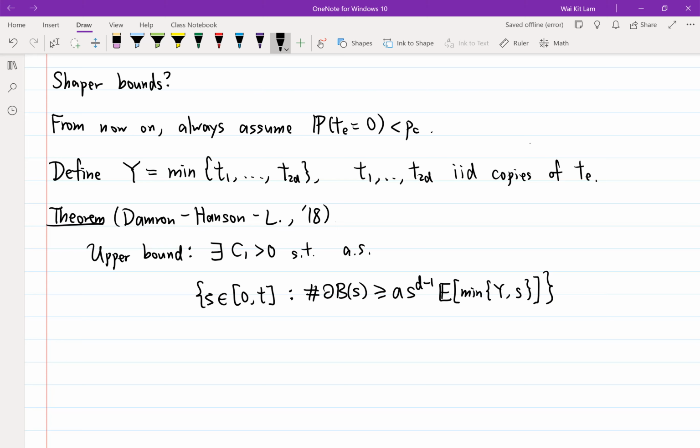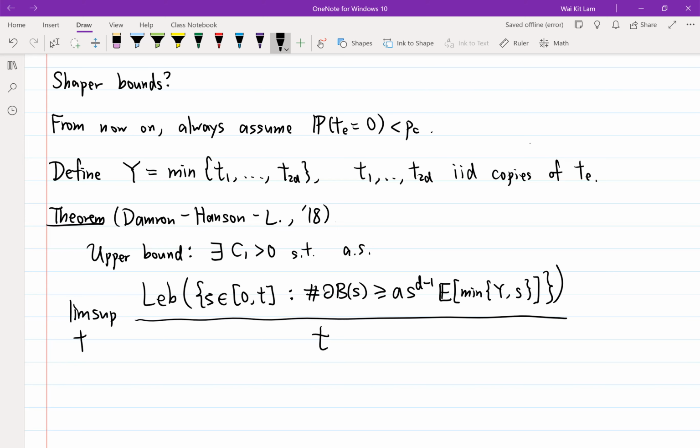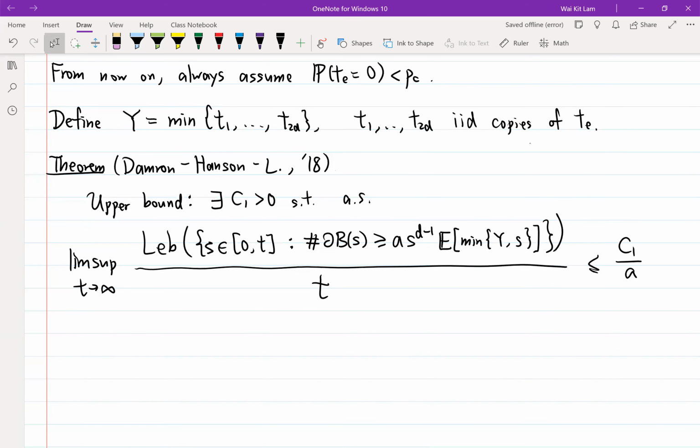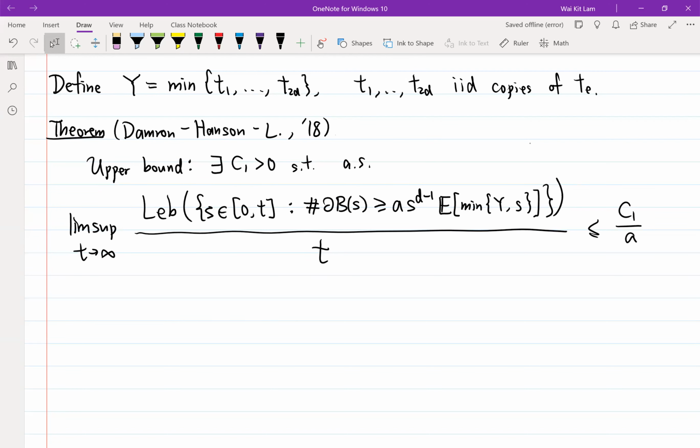So we look at the set, and then we look at the measure of the set, and then divide this by T. Okay, so this is like the density of time such that the boundary is large in the sense that it is larger than the thing on the right-hand side of this inequality. So we show that as T goes to infinity, this is bounded above by some constant over A. Okay. So I'll explain what's going on later.